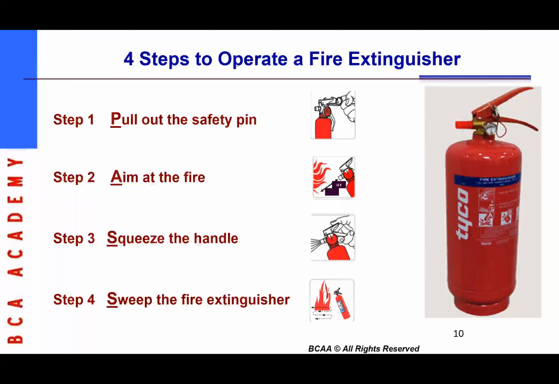So for step 1, pull out the safety pin of the fire extinguisher. Next, aim low at the base of the fire. Then, squeeze the handle. Do a sweeping motion to put out the fire. Remember not to stand in the direction of the smoke when using the fire extinguisher, as the smoke will choke you.